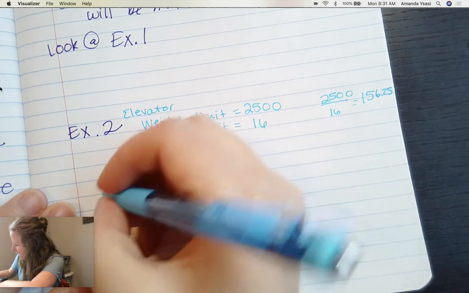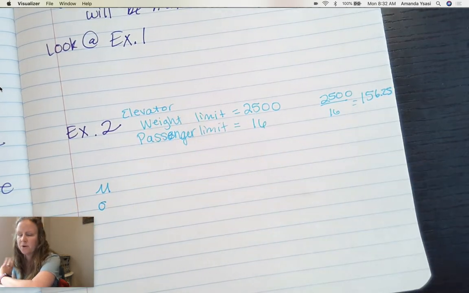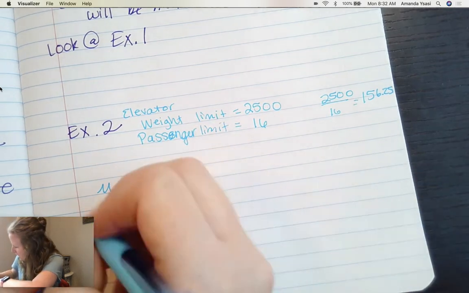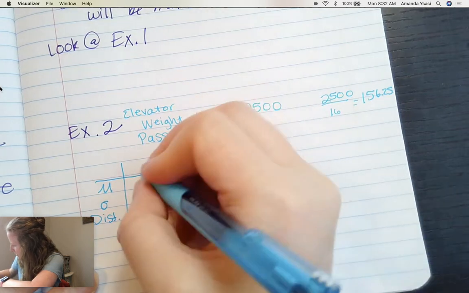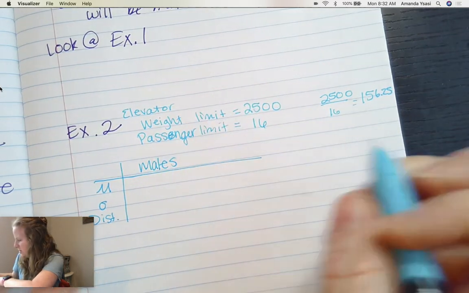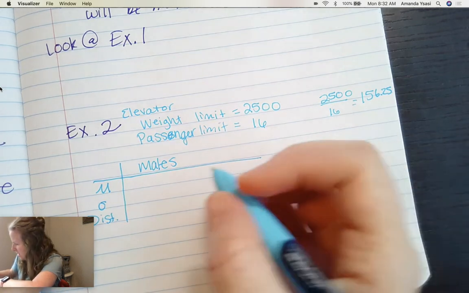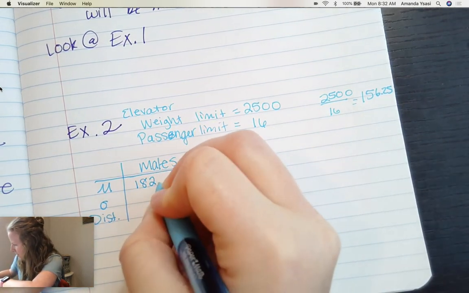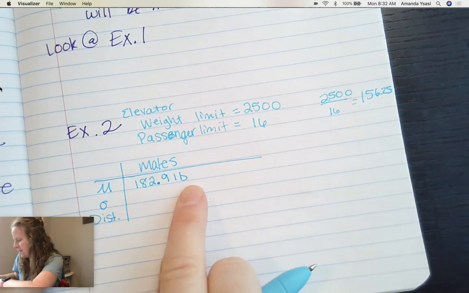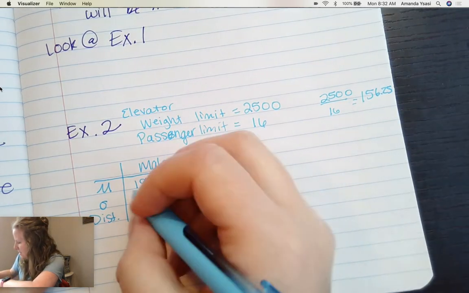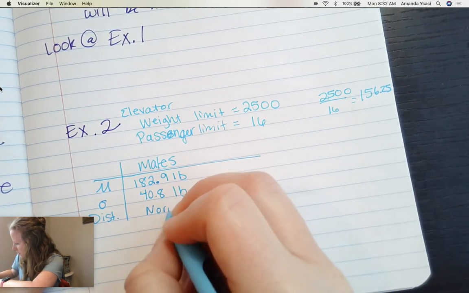But we have a little table here because we're going to talk about males and females, but we're going to focus particularly on males right now. So we're going to make this little table. The males in the population, because this is looked at every so often as the weights change, as of right now, the population parameter for the mean for males' weight is 182.9 pounds. And then our standard deviation is 40.8 pounds. And it's a normal distribution.